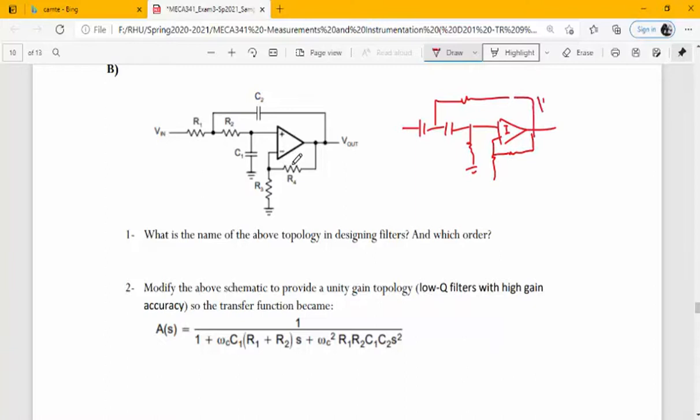This would be a high pass filter. This is a low pass filter. So this is a Sallen-Key low pass filter of second order. Why is it of second order? If we determine the transfer function of this Sallen-Key, then we can obtain the characteristic equation, a polynomial of order 2. It is of second order.